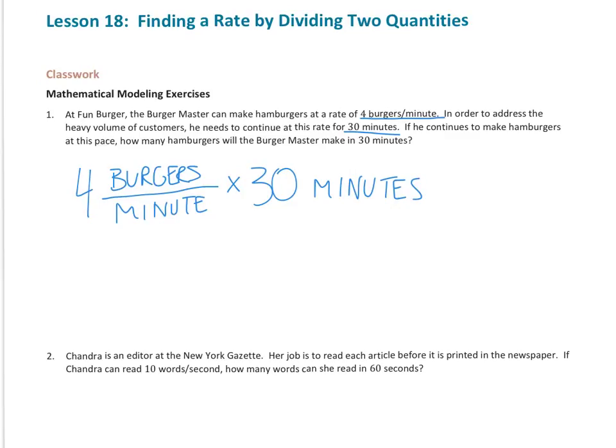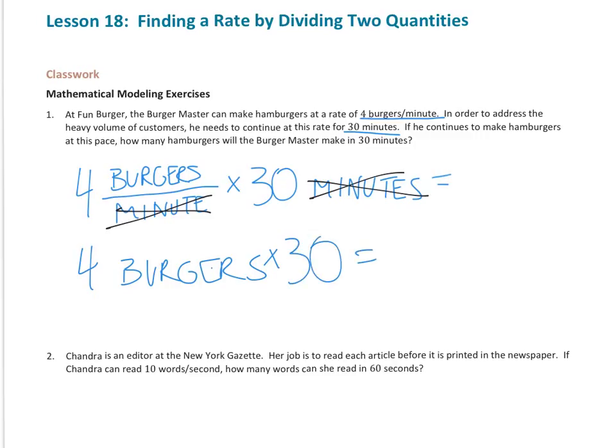Well, we have 2 units that we're using here. So our 2 units are burgers and minutes. But check this out. I've got a minute here in this part of the problem, and minutes are again here. And those will actually cancel each other out. So I can get rid of them. So what I'm left with is 4 burgers times 30, which, if you guys just do in your head, 4 times 3, and then add that 0, 4 burgers times 30, 120 burgers.